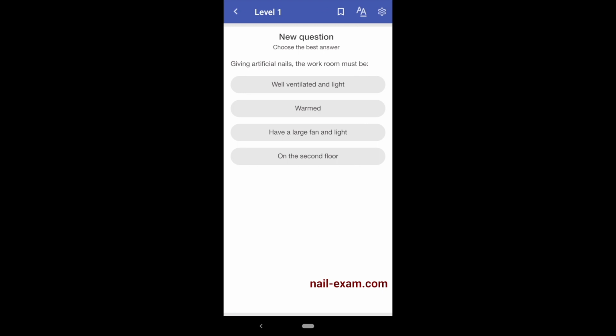Giving artificial nails, the workroom must be. Answers: A. Well ventilated and light. B. Warmed. C. Have a large fan and light. D. On the second floor. The answer is A.